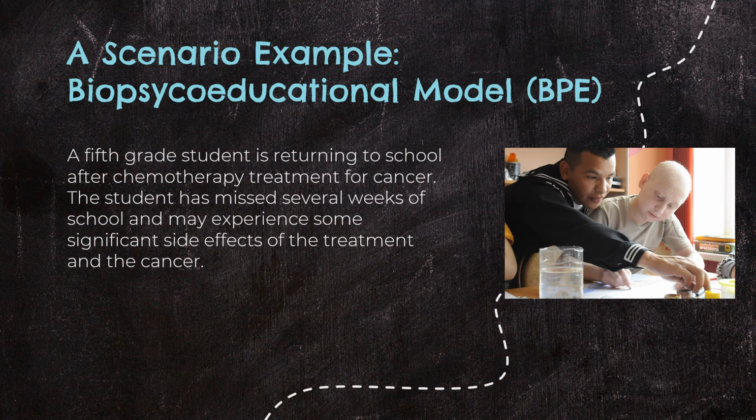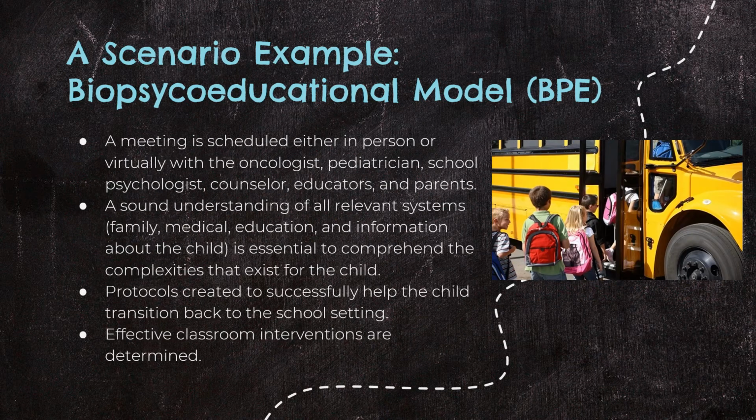A scenario example. So here's an example of when you would use the BPE model. A 5th grade student is returning to school after chemotherapy treatment for cancer. The student has missed several weeks of school and may experience some significant side effects of the treatment and the cancer. So what would happen if we were using this model?